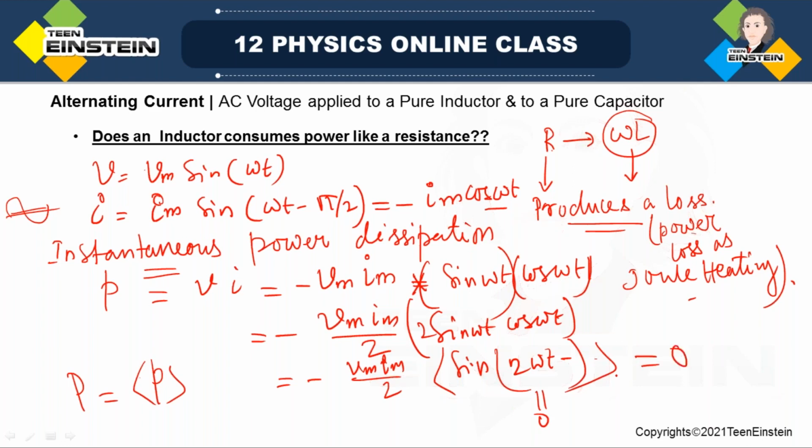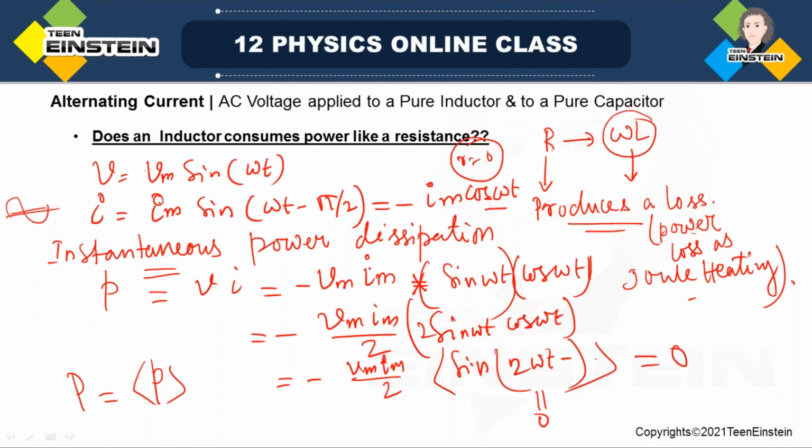So what does this signify? This signifies that in a pure inductive circuit, where there is no resistance, R is 0, it will not consume any power over a full cycle. Okay, over a full cycle it will not consume any power from the circuit. That's why this kind of circuit is called wattless. Current in this kind of circuit is called wattless current.